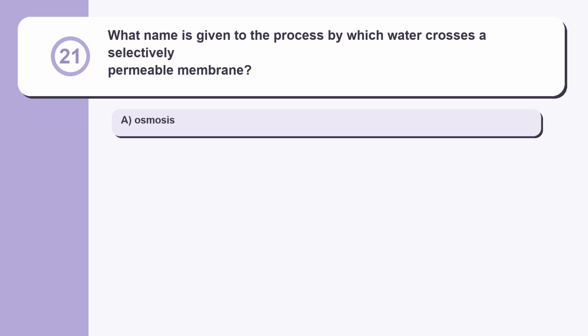Question 21. What name is given to the process by which water crosses a selectively permeable membrane? Osmosis.